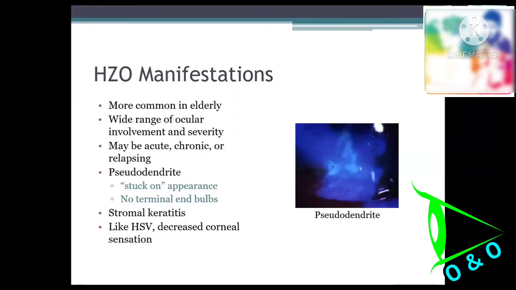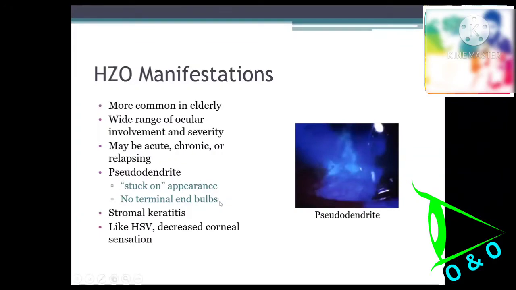You can get a dendrite appearance just like you can with simplex, except the dendrites look a bit different. They have a stuck-on appearance. With simplex dendrites, they're excavated, like there's almost a divot in the dendrite. With a pseudodendrite, it looks more stuck-on. With these 2D pictures, you can't tell that, but it looks almost like a blob on the cornea, a little bit elevated in zoster.